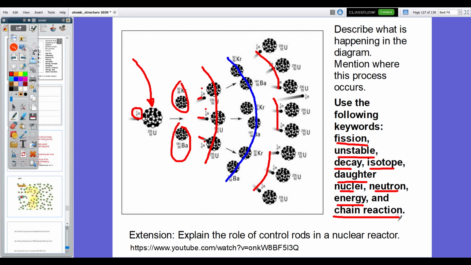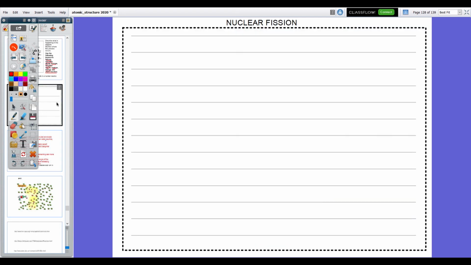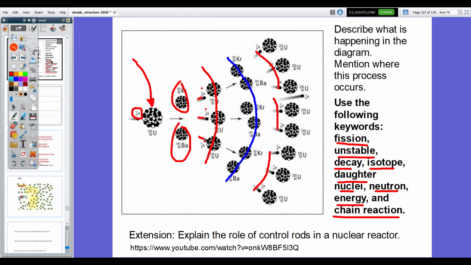So I want you, if you've got your workbooks, to go to this page here on nuclear fission. I want you to give a nice, full explanation of what's going on here using all of these keywords as fully as possible. Once you've completed that, you can carry on playing the video. So pause the video now, and once you've completed that, you can come back and I'll show you my model answer.